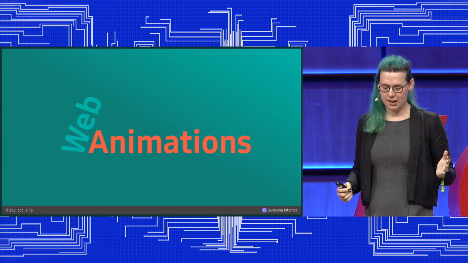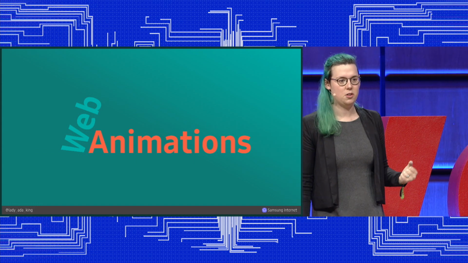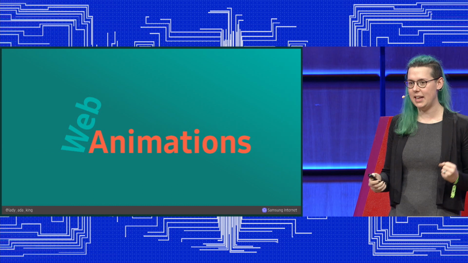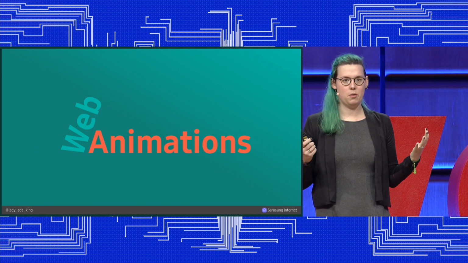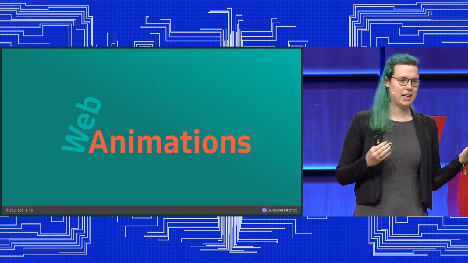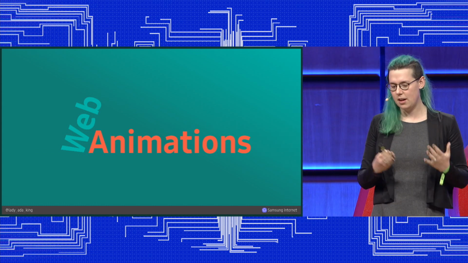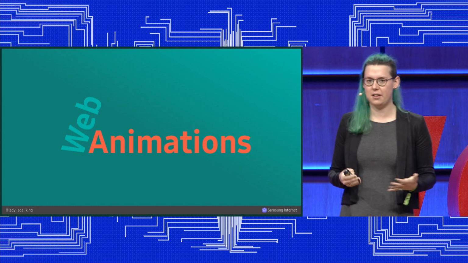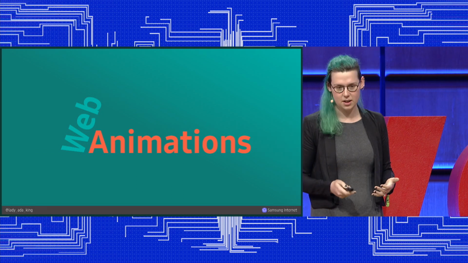So next topic, jumping to an entirely different part of the stack: web animations. The Web Animations API is a JavaScript API for doing animations on the web. Animations on the web aren't new. There are JavaScript libraries for doing it, and we've been able to do it in CSS for a long time now using CSS animations and CSS transitions.